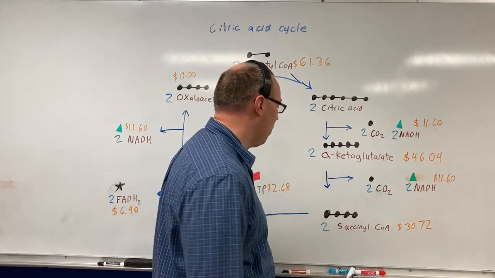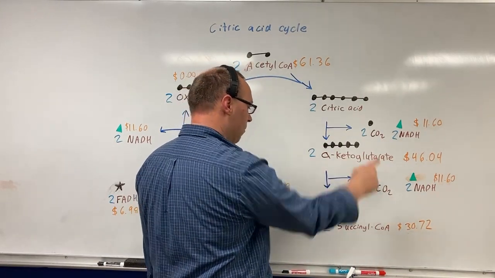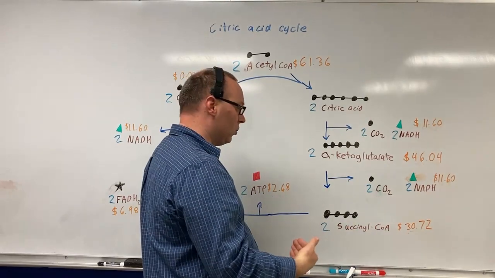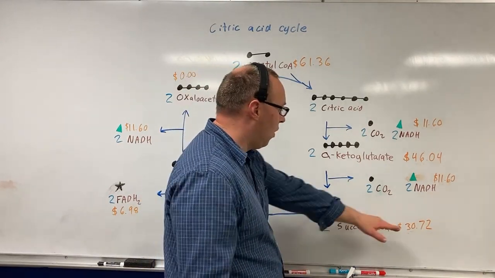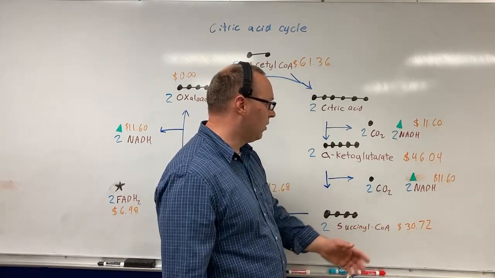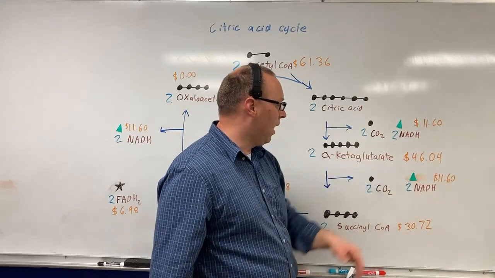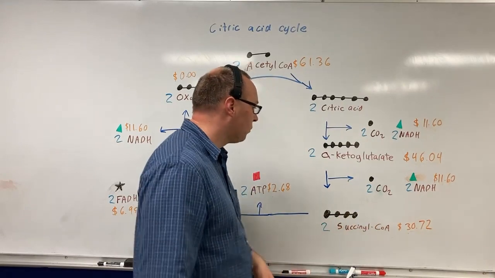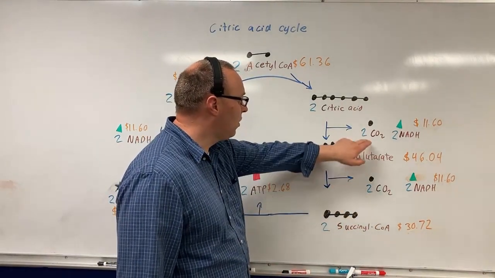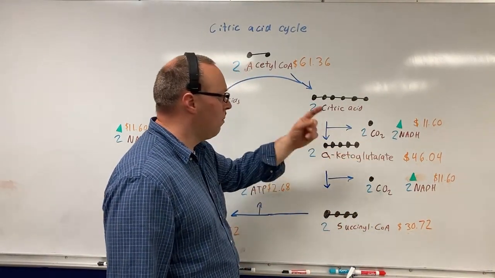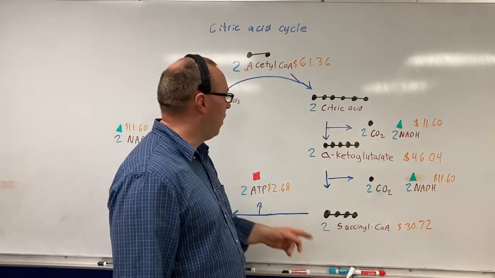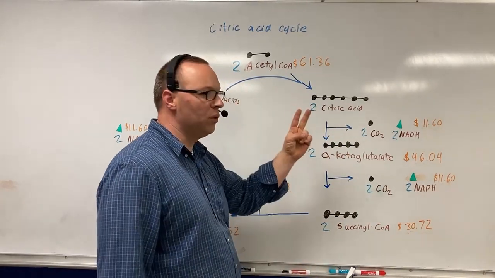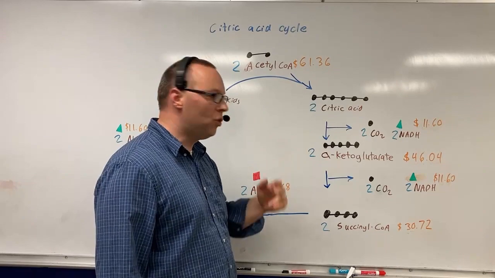$46.04 worth of energy. Well, now that alpha ketoglutarate breaks down into Succinyl CoA. And so now we're only at $30.72 worth of energy. But we've captured another $11.60 worth of energy. And so you see that in both of these steps, we're giving off a carbon dioxide apiece every time we go around. And because we're doing this twice, we've gotten rid of 2 carbon dioxides.